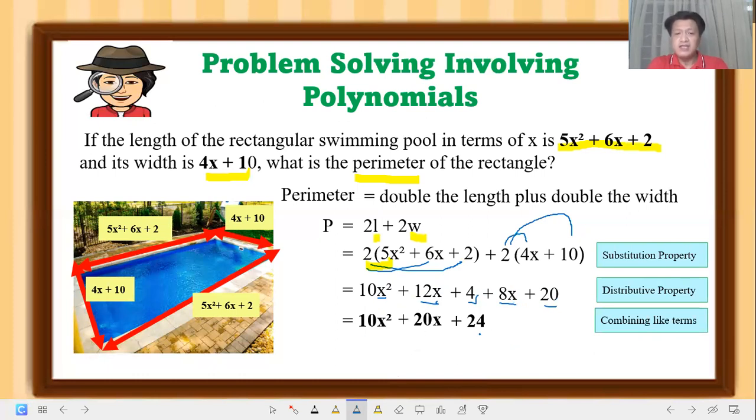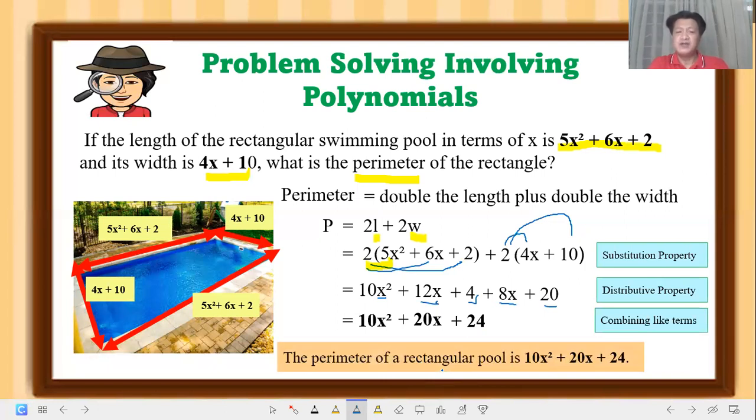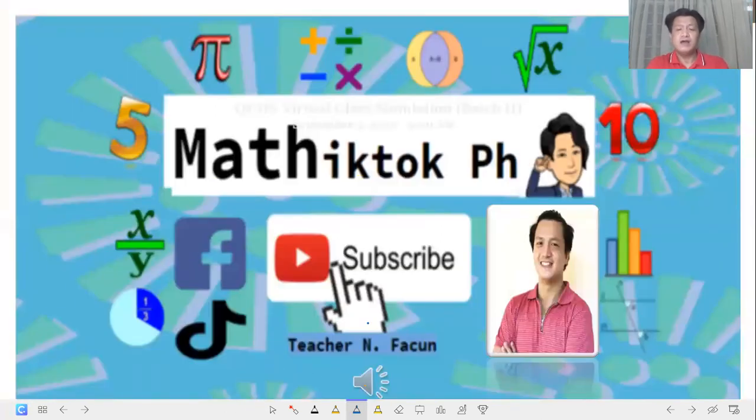We can no longer add these because x squared is second degree, x is first degree, and this is zero degree because it is a constant. So that is our final answer. Therefore, the perimeter of the rectangular swimming pool is 10x squared plus 20x plus 24. That is our answer to the question, what is the perimeter of the rectangle? With that, I hope you learned something about this addition of polynomials.